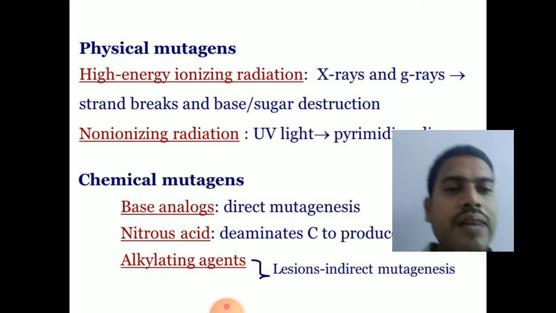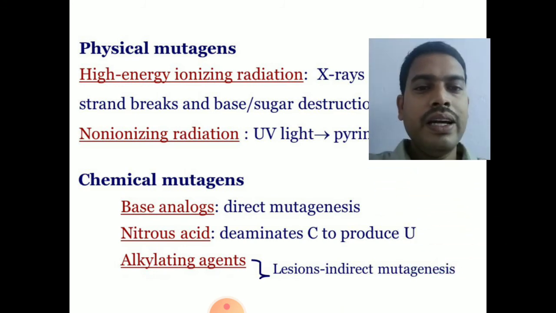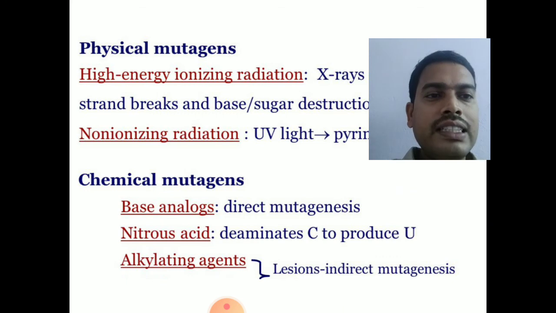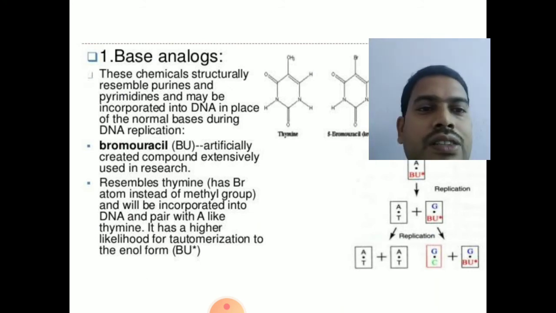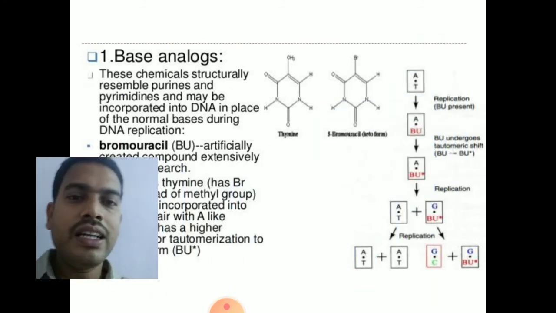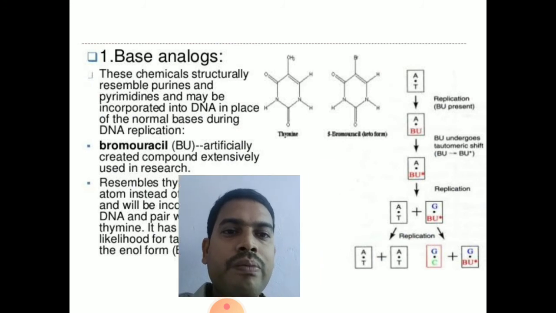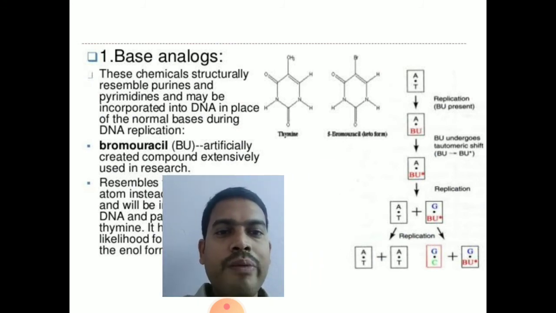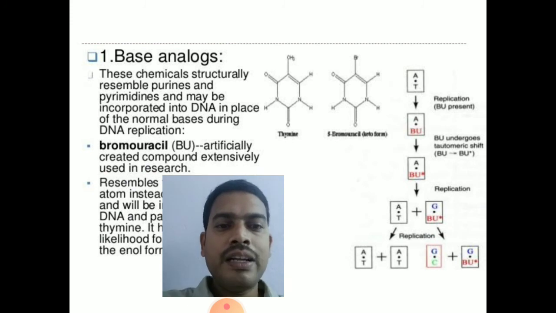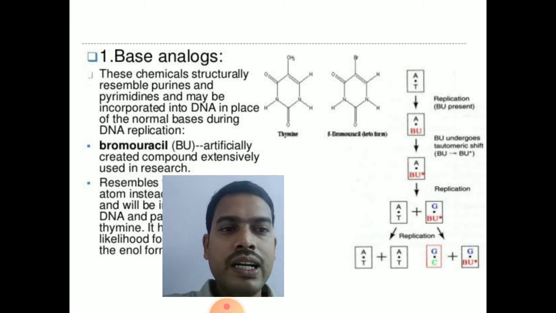So the next one is chemical mutagens. Base analogs, nitrous acid, alkylating agents, all these come under chemical mutagens. So these are base analogs: 5-bromouracil is a base analog, and 2-aminopurine is another base analog.